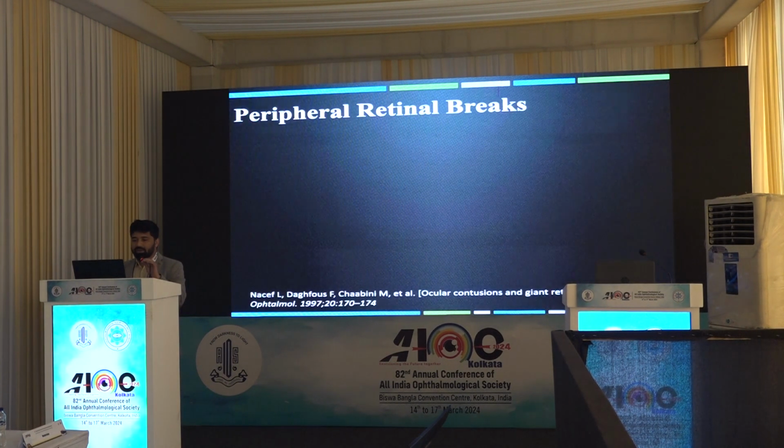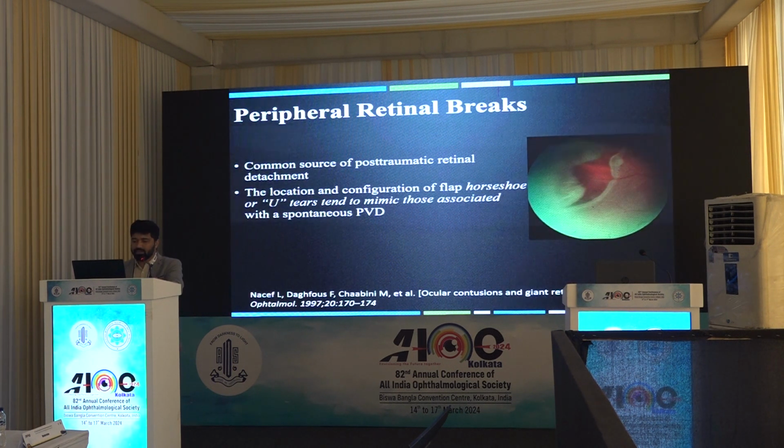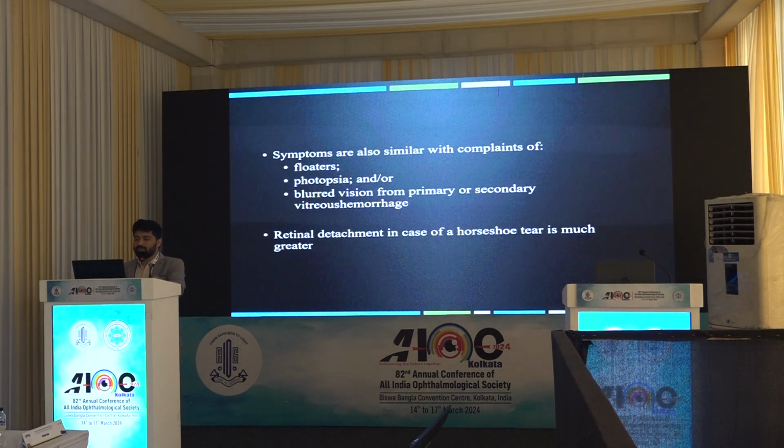So coming to the peripheral retinal breaks, the common source of post-traumatic detachment, the location and the configuration of the horseshoe tear tends to mimic those associated with spontaneous PVD. The symptoms could be floaters, photopsia, blurred vision, primary or secondary vitreous hemorrhage. So depending on what is causing it, the symptom spectrum could be different. The retinal detachment in case of a horseshoe tear is much greater as compared to the dialysis which I just described.